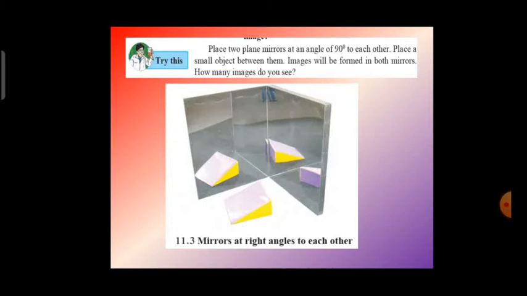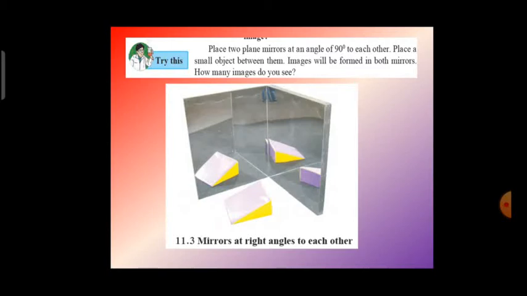Place two plane mirrors at an angle of 90 degrees to each other. Place a small object between them. Images will be formed in both the mirrors. How many images do you see? If you have two pieces of mirrors, you can do this activity on your own and observe. The number of images that you will observe is 3.